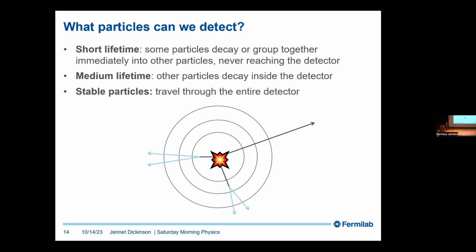We also have medium lifetime particles, where you can have something that travels partway through your detector and then decays. So that's what this is representing here. You can see in the innermost layer of your detector, you would see the black thing. Everywhere else, you would see the decay products. And then we also have stable particles that go through the entire detector. So you're seeing the signature of a single particle in every piece of your detector.